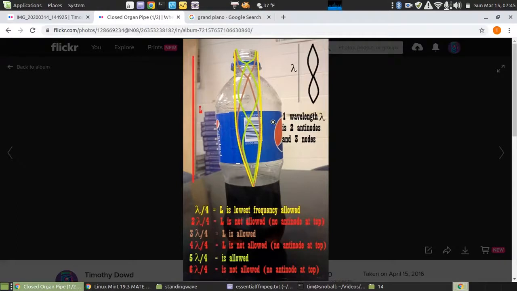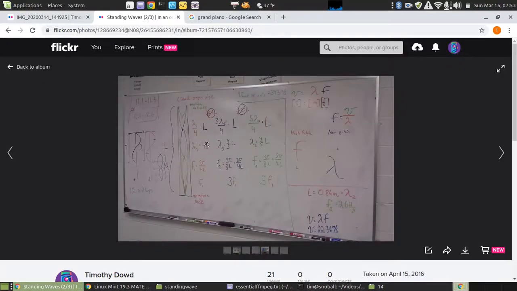So there's fewer frequencies allowed for an organ pipe that's closed at one end. Only a quarter wavelength, 3/4 of a wavelength, 5/4 of a wavelength, only these odd multiples of a quarter wavelength work when you need to have a node at one end and an antinode at the other. So plugging those into the wave equation, you're left with only the odd multiples of the fundamental, the lowest natural frequency, end up playing for this type of pipe.